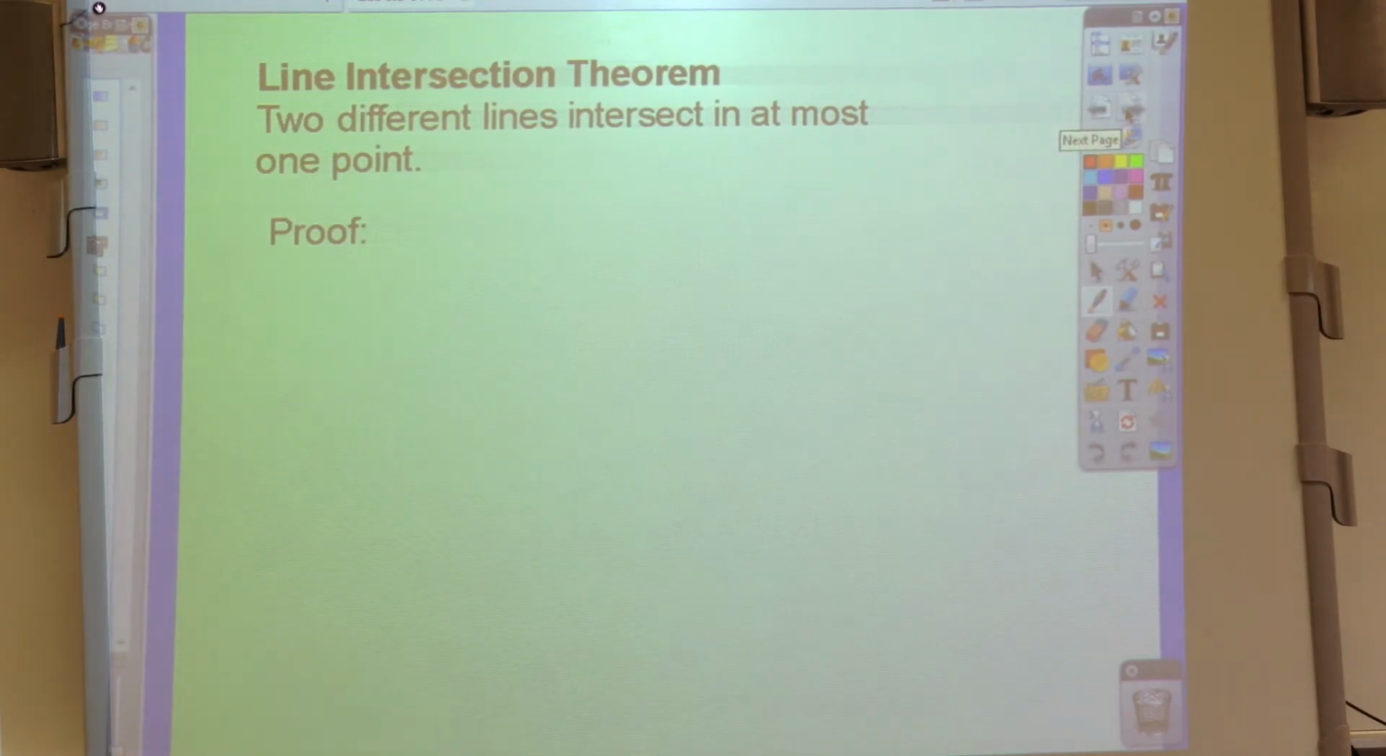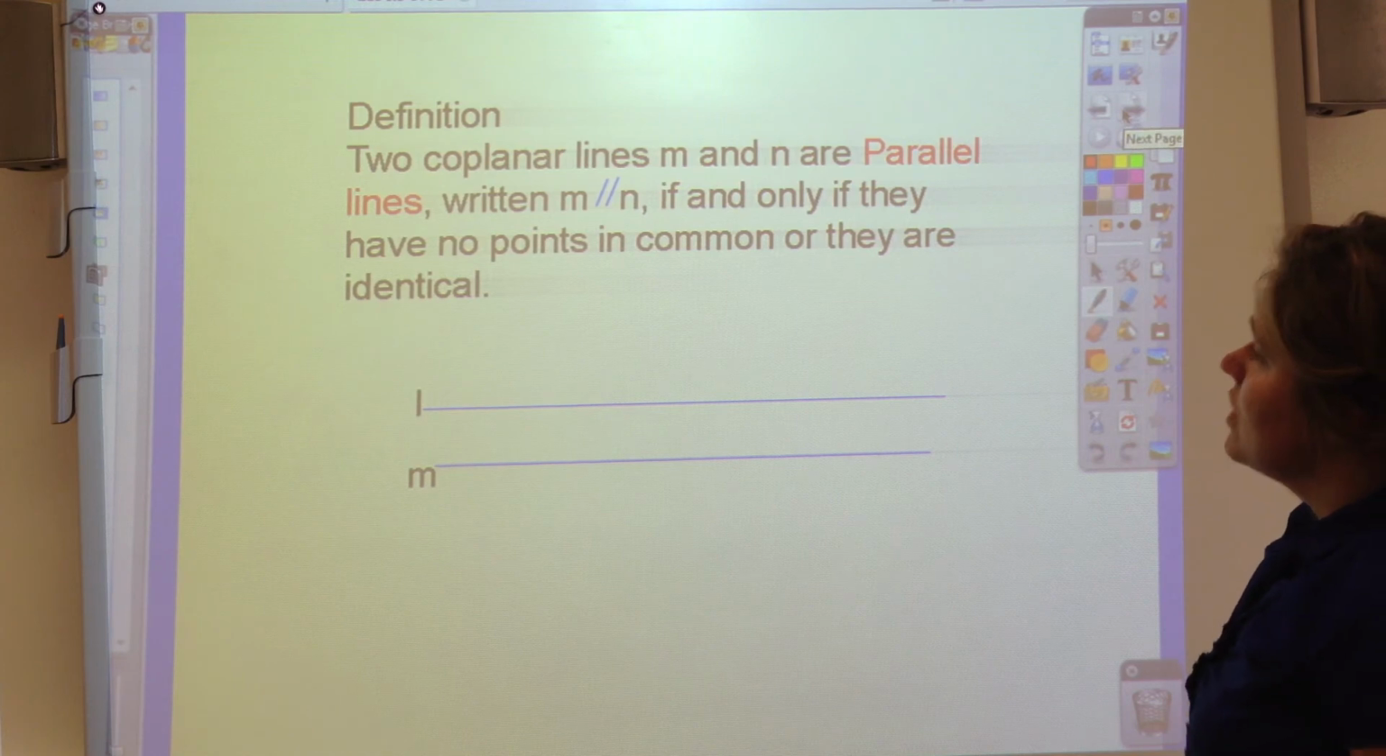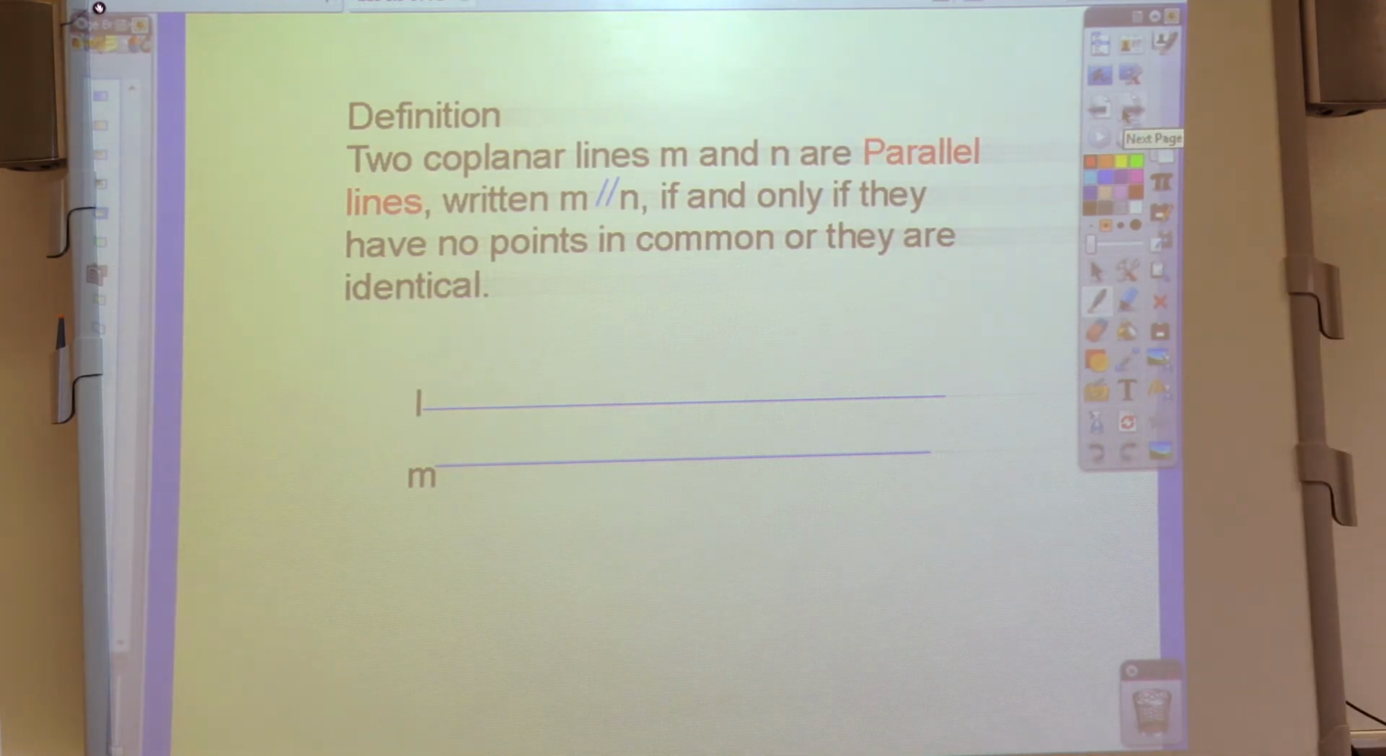The line intersection theorem, we're going to walk through that proof together tomorrow. But it says that 2 different lines intersect in at most one point. We have the definition for parallel lines. Go ahead and write this one down. Lines are parallel if and only if they have no points in common.